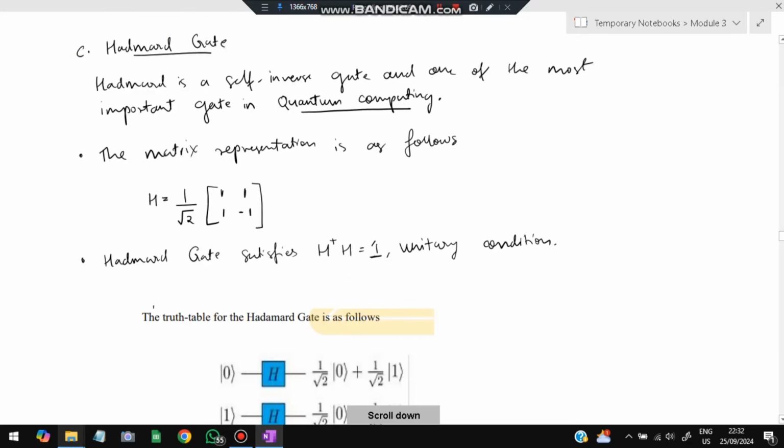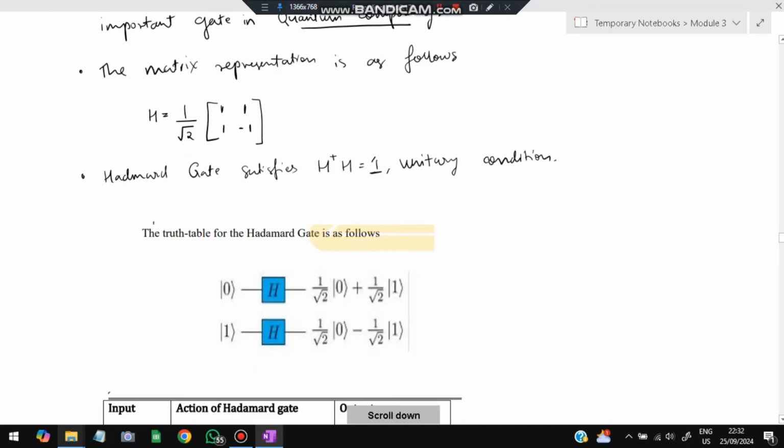Okay, so what does the Hadamard gate signify? Why is it so important? It's very important because it gives us the equation for the superposition state. Okay, so for 0, the Hadamard gate can be written as 1 by root 2 0 plus 1 by root 2 1, and for 1 it will be given as 1 by root 2 0 minus 1 by root 2 1.